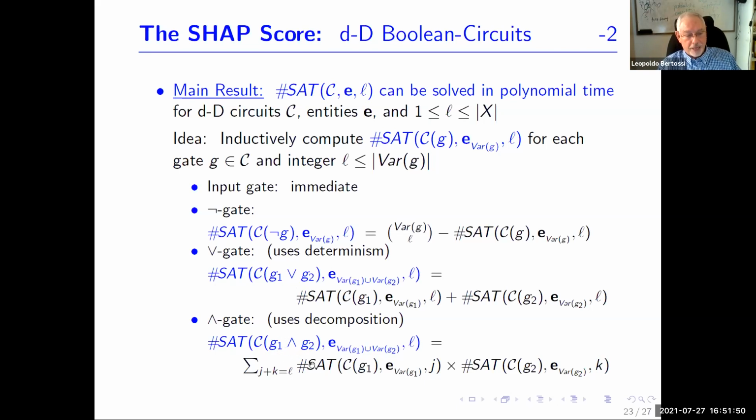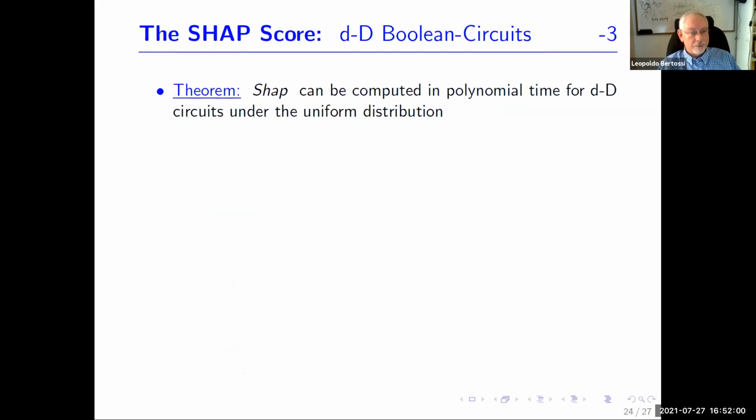So we get rid of the n, and now we have G1 and G2. So basically, this is the main result. Well, it's a lengthy computation. I mean, all the computations here are rather long, but they work. So the theorem is that Shap can be computed in polynomial time for this kind of circuits under the uniform distribution.